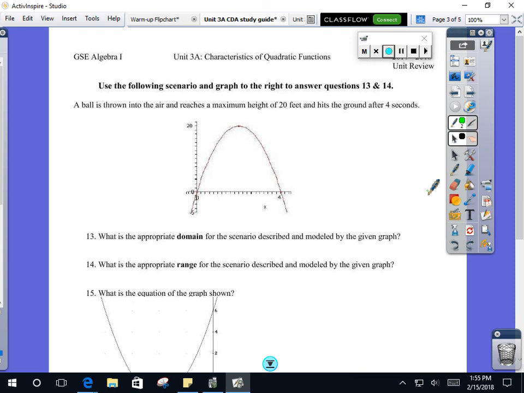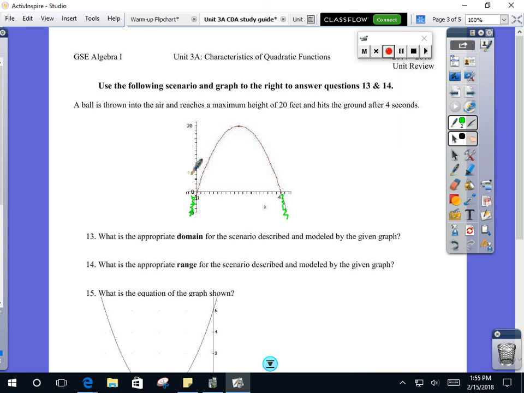Domain deals with what? The x values. This scenario is a special scenario. It's not just a graph, it's a situation. A ball is thrown into the air and reaches a maximum height of 20 feet, and then it hits the ground. Does the ball go down here? So even though they drew that, that is not there. That part of the parabola is not there because the ball cannot go below ground.